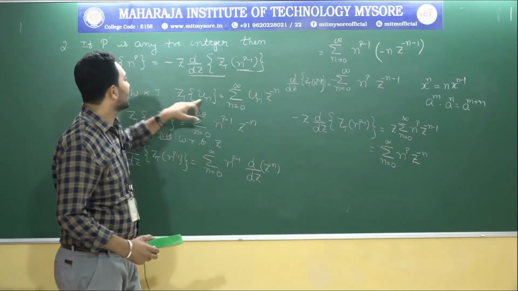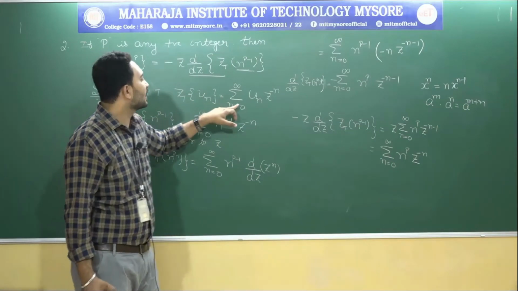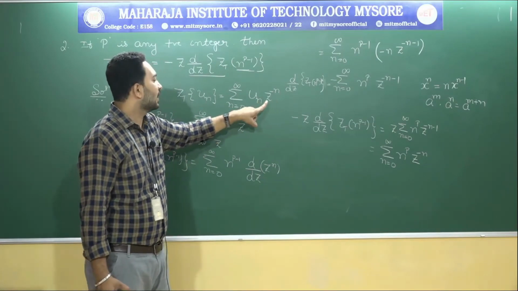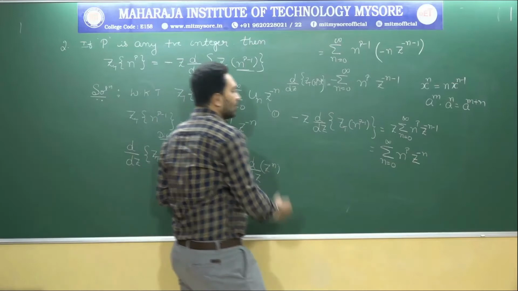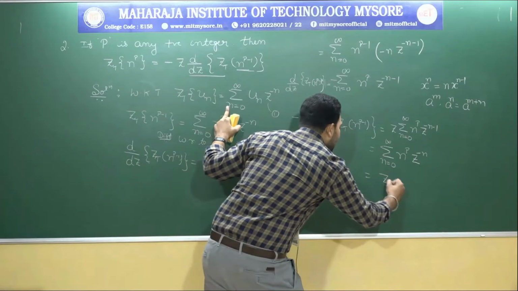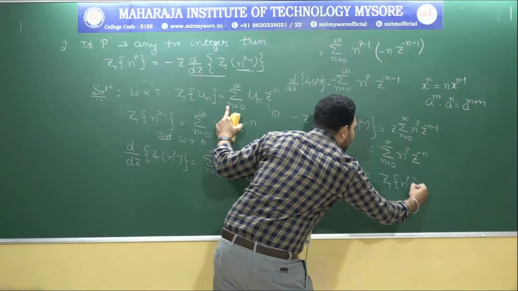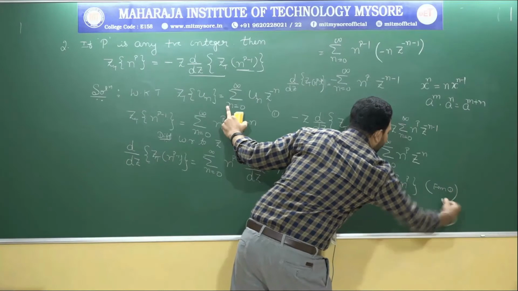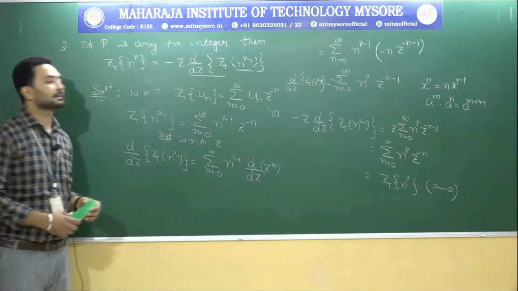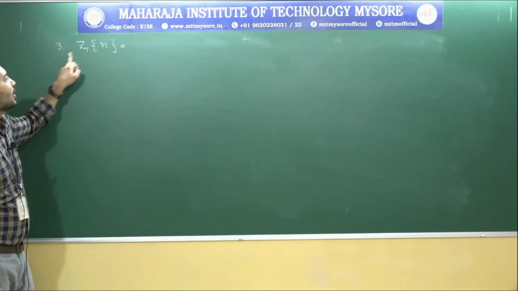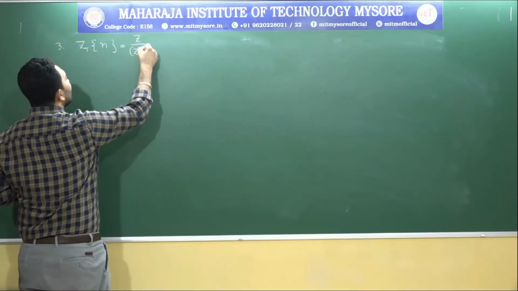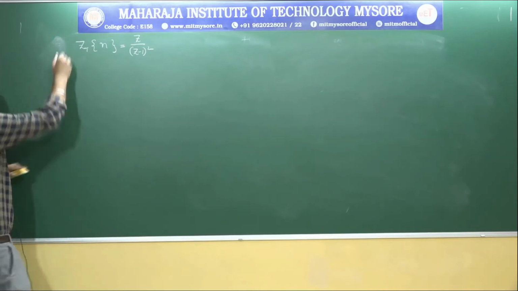See the definition of the z transformation. The z transformation of un is summation n equals 0 to infinity un into z power minus n. So I'll take this as equation 1. I can write by using equation 1 this as the z transformation of n power p. So this is the required result. So next one, the z transformation of n is equal to z divided by z minus 1 whole square. We need to prove this.